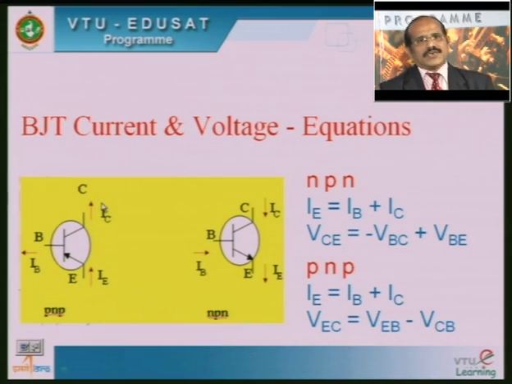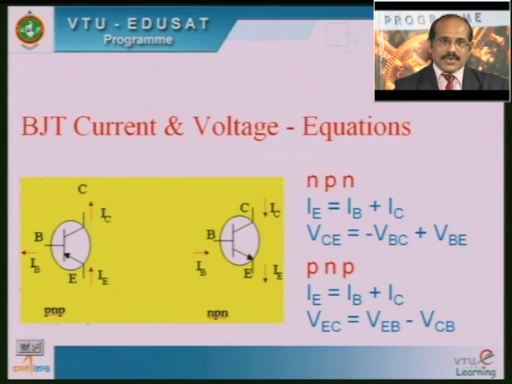Let us have a look at the current and voltage equations in case of the bipolar junction transistor. As indicated in case of NPN, IE, the input current, usually called the emitter current, can be equated to IB plus IC. That is, the emitter current is the sum of the base current and the collector current. Similarly, if you apply KVL to this transistor, you can note that VBE is equal to VCE plus VBC. So from that we can say that VCE is nothing but minus VBC plus VBE.